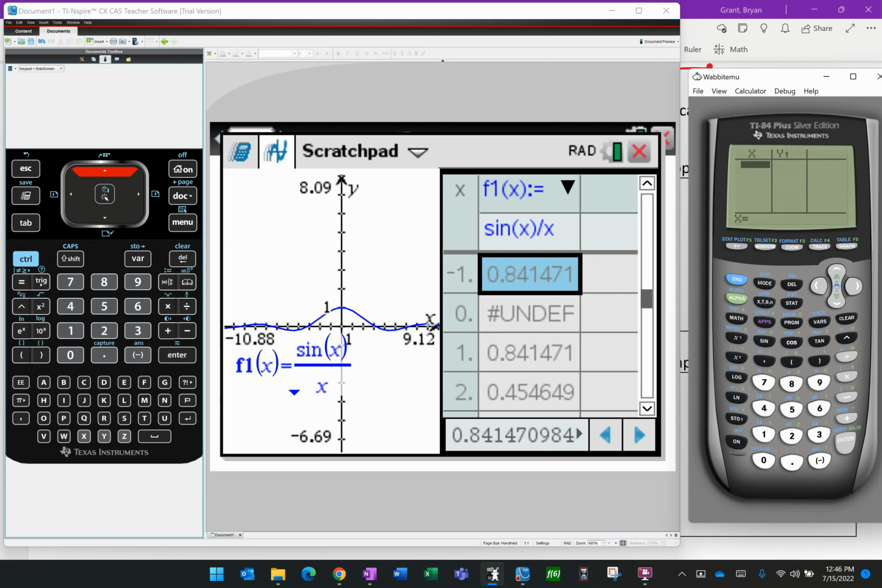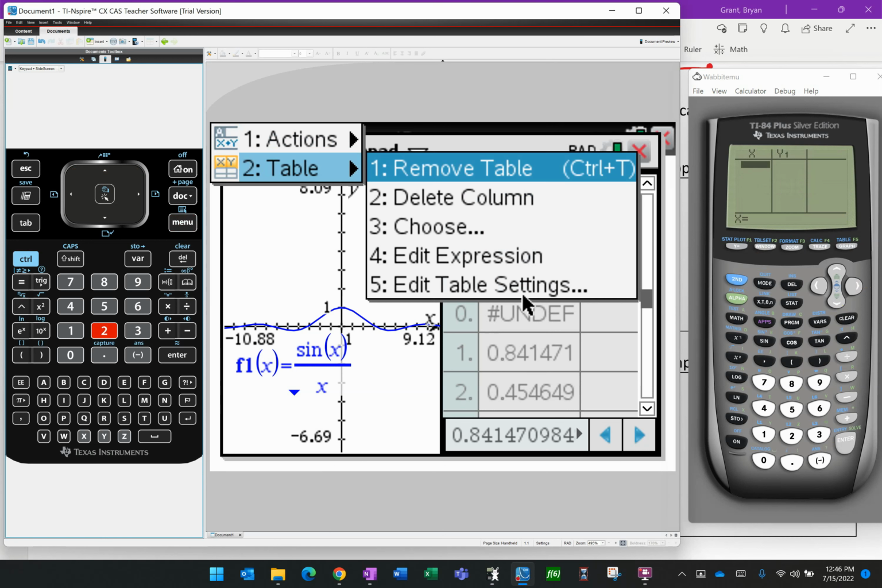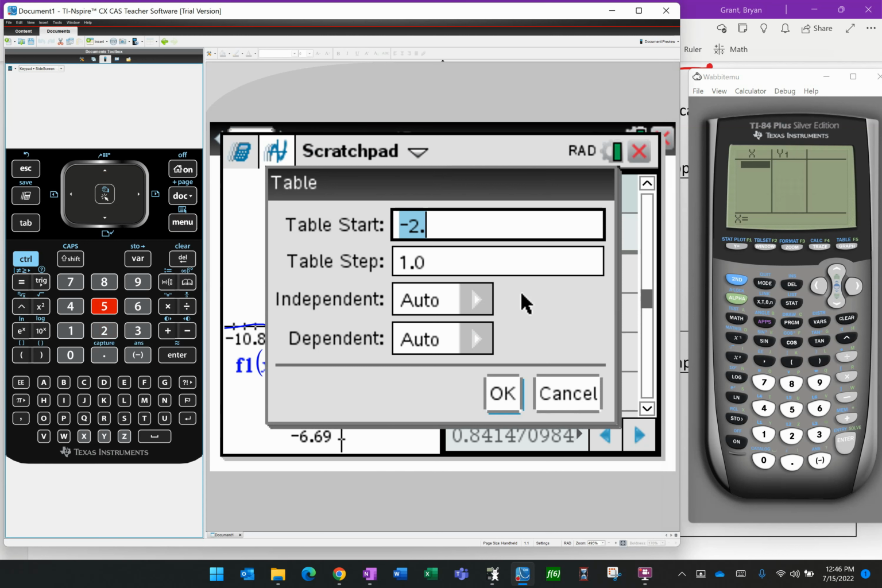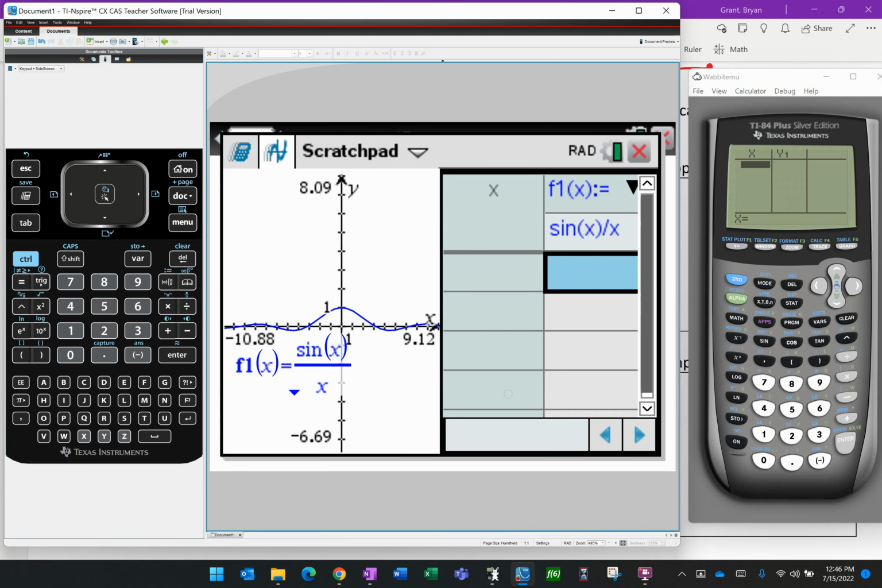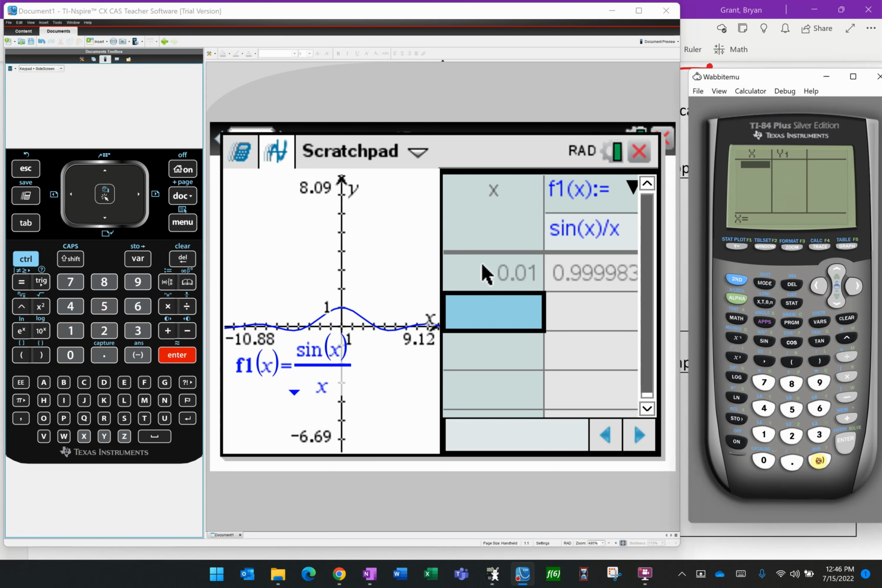I'll do the same thing on the Inspire. Menu, table. You can remove the table here if you need, but we're going to edit the table settings, which is 5. And we're going to do the same thing. We're going to change the independent to ask and hit OK. We need to go over to the x's here, and now take a look. If I wanted to find an x of 0.01, we'd type it in, hit enter, and it says, oh, there's the y. Same thing on the Inspire. Let's try the -0.01. Oh, there's the y.